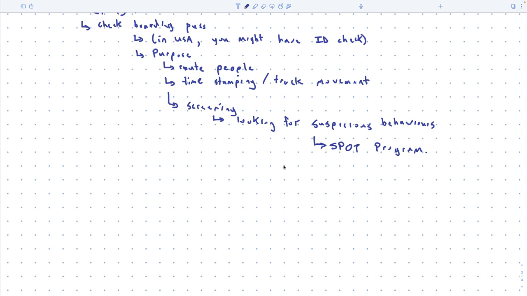So this was a US-based program. This came from the TSA. So we don't know if Canada has a similar program or not. It wasn't leaked, but it happened in the USA.